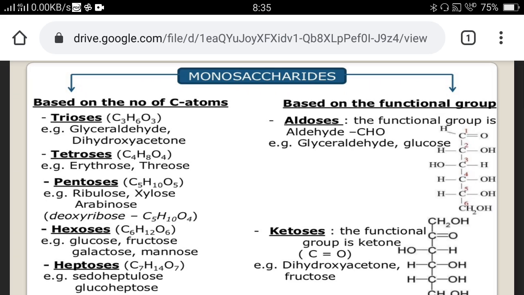Based on the functional group: aldoses, the functional group is aldehyde, that is CHO group. Example: glyceraldehyde and glucose. Ketose, where the functional group is ketone, CO. Dihydroxyacetone and fructose.